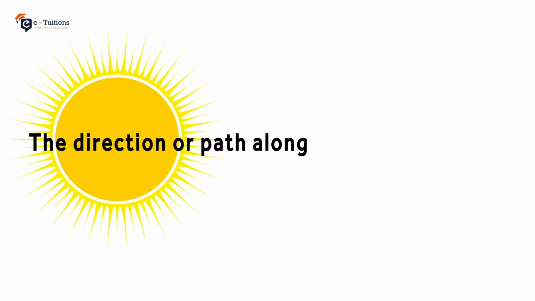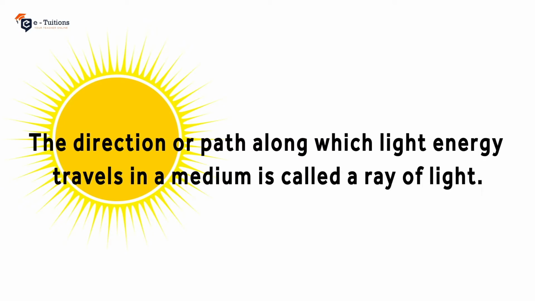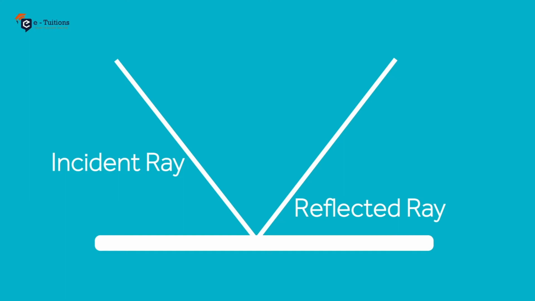The direction of the path along which light energy travels in a medium is called a ray of light. So when light falls on a surface and gets reflected, the ray of light that falls on the surface is called the incident ray, and after it gets reflected, the ray is called the reflected ray. If you draw an imaginary perpendicular line on the surface, it is called the normal.